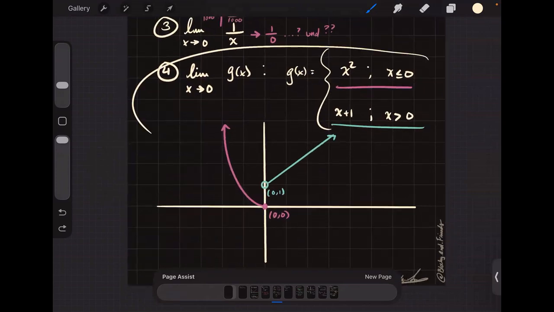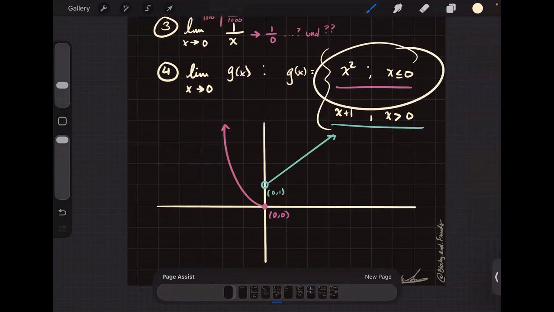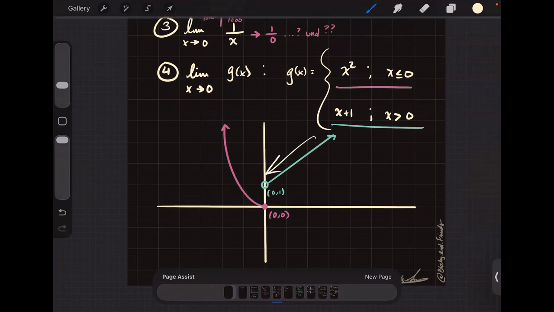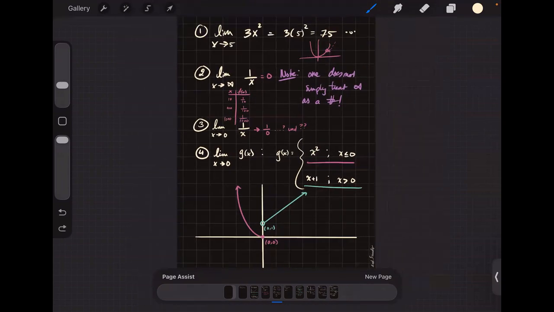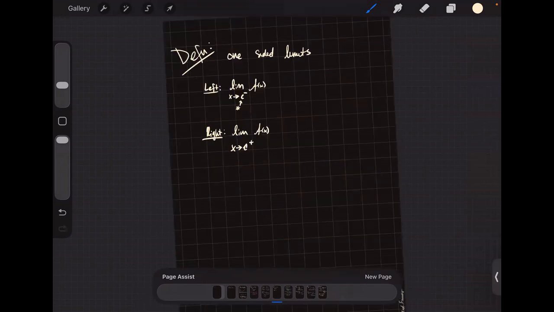And what about this piecewise function here? On the left-hand side, it behaves like x squared, and on the right-hand side, it behaves like x plus 1. So when you actually draft it out, blue side is heading towards 1, pink side is heading towards 0. They're not going the same place, right? So what we're going to do is we're going to introduce something else.